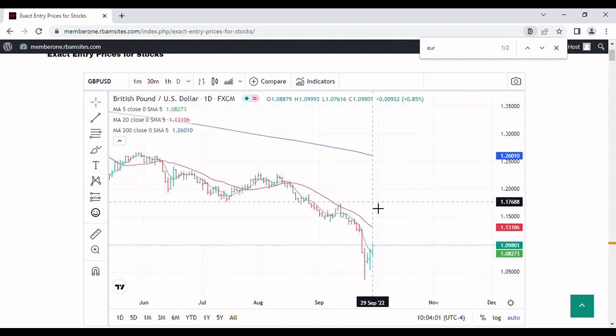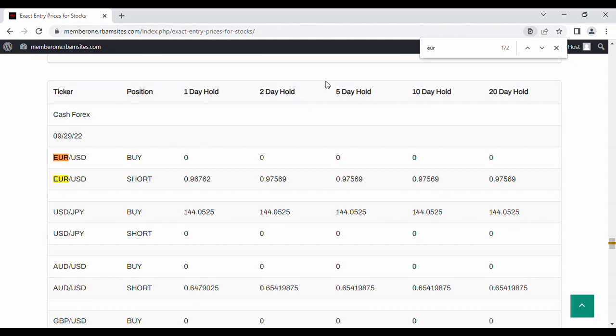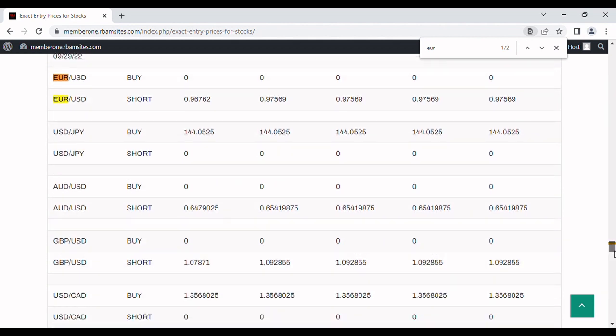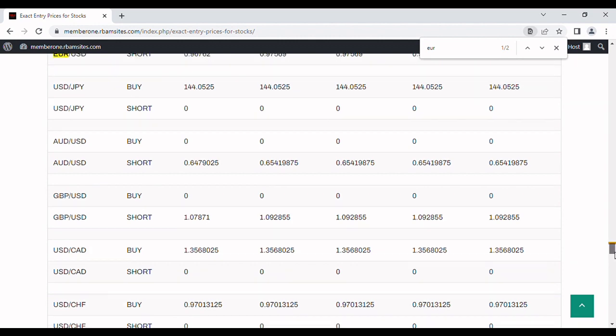So we've had a low here today of 1.076. Let's go down here and see. These are algorithmically generated prices, 1, 2, 5, 10, and 20-day holding periods, and we cover the major forex pairs. Let's see, it says to short here at 1.078 on a 1-day. These are 1, 2, 5, 10, and 20-day entry prices for entertainment purposes only. Short at 1.078.